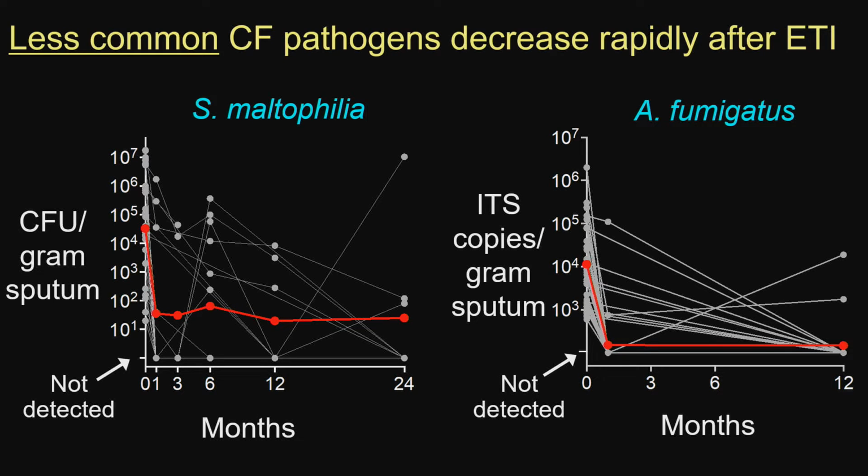This is a DNA-based assay that uses digital drop PCR to measure the number of ITS copies present in the sputum. There's between 20 and 50 ITS copies per cell, so it's a very sensitive assay. But nevertheless, you can see that in most cases, by 24 months, Aspergillus fumigatus DNA becomes undetectable.